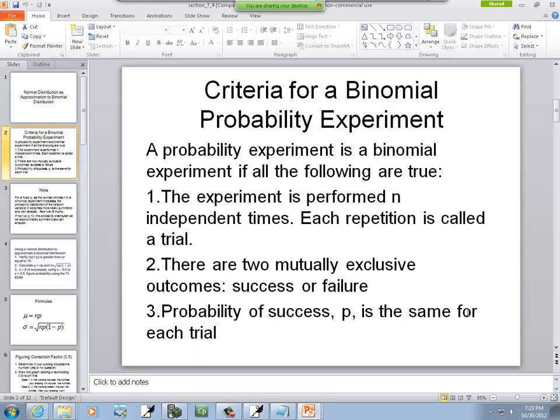Now, success and failure doesn't mean anything good or bad. Success could be something you're studying, like whether somebody failed a test. So you either failed or you passed. Well, success is just whatever you're studying. And then the probability of success, p, is the same for each trial. We saw this back in the binomial.